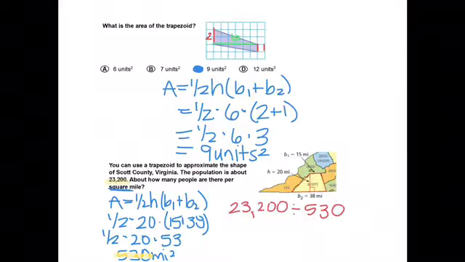So if I put that in my calculator, I get 43.7735, just going to keep going. We're talking about people, and it does say about. So people, I'm going to round off to a whole one, would be 44. About 44 people per square mile.